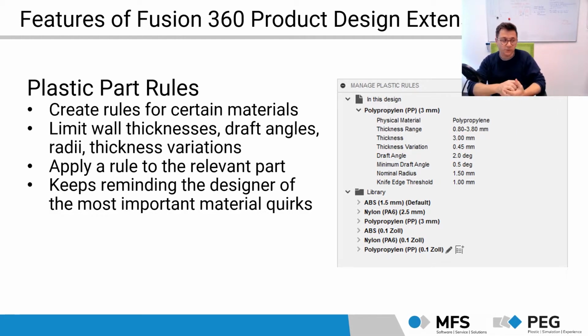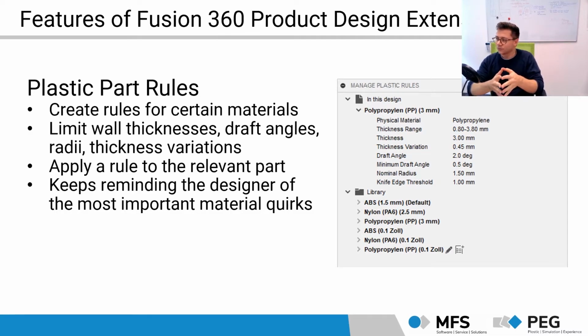And as we all know, or as most of you know, there are many different types of polypropylenes. So you can just create polypropylene, basic polypropylene from this or that material supplier. You can also create another polypropylene with, for example, 40% glass fibers included. And then you can give the material a couple of rules. For example, the thickness range, what the usual wall thickness should be, what the thickness variation should be, what a maximum draft angle should look like, or a minimum draft angle, and also radii and other aspects.